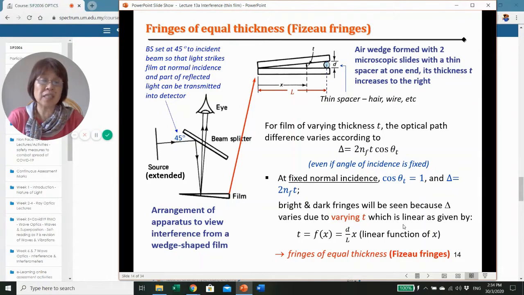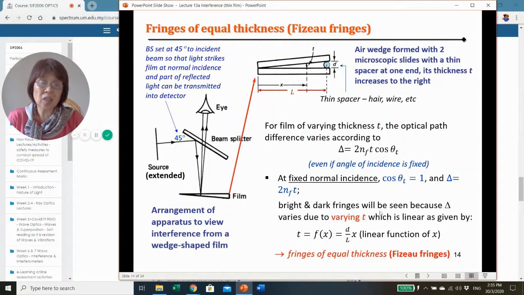Basically, it is because of this linear function that we have an increment in optical path difference, which increases linearly. That's why we will have a section of constructive interference, another of equal thickness that is destructive interference, dark, bright, and they are of equal thickness. So for a film of thickness t that varies, the optical path difference varies according to what we already derived in the beginning of this lecture. At fixed normal incidence, theta t can go to 0, so cos theta t is 1, and we find that the path difference will be 2nt.